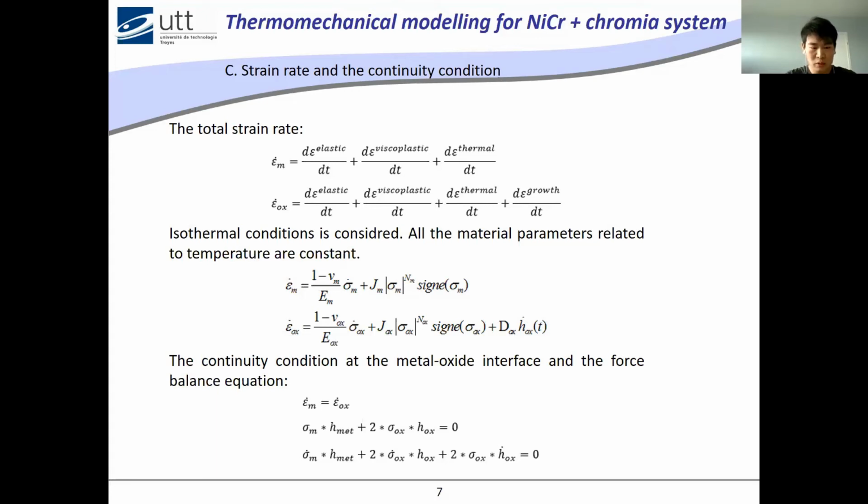And the force balance equation gives us the stress in metal multiplied by the thickness of metal, plus the stress in oxide multiplied by the thickness of oxide, equals 0. And the factor 2 means that the oxide grows on the top surface and bottom surface of the substrate.